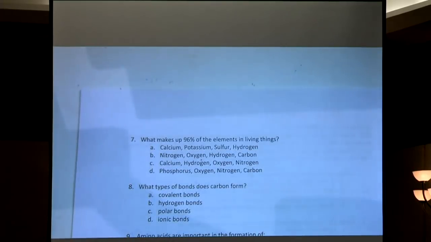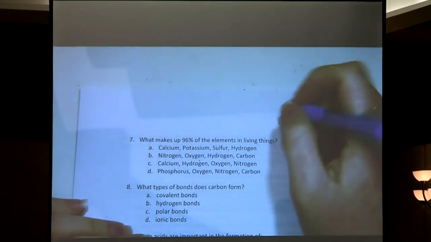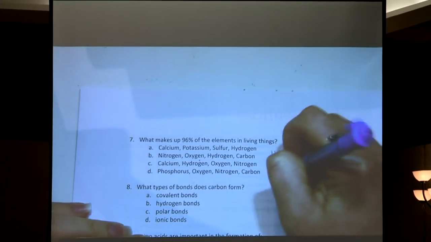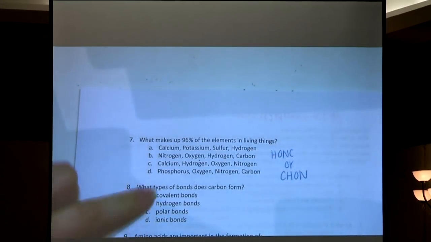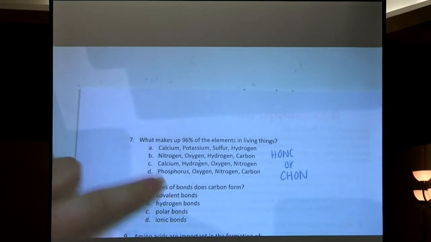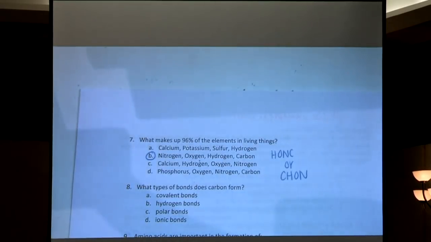Let's also review what makes up 96% of the elements of living things. We had two ways we could think about it. We had HONK, or we could think of it as CHON. This would be our carbon, hydrogen, oxygen, nitrogen. So in that case, that would be answer B.